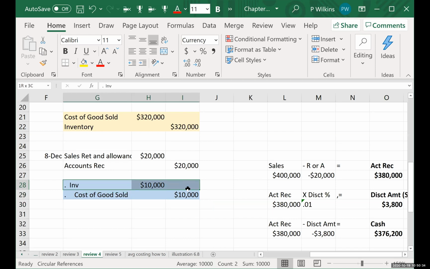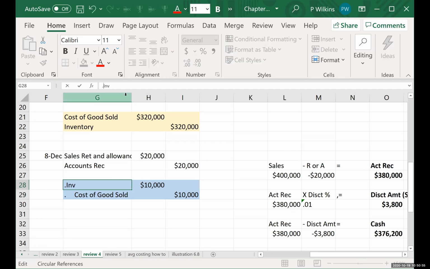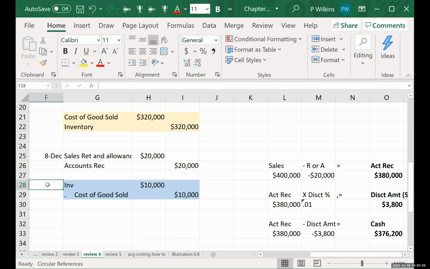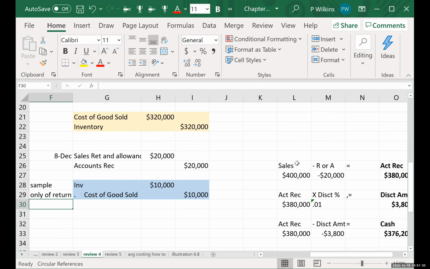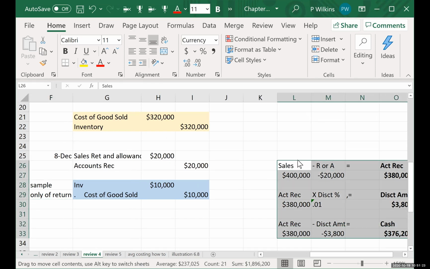I want to show you here on the screen. Do you see that box I just put my cursor on? That is not part of this problem, but if there was a return, you know how that $20,000 allowance was just an allowance? If it was a return and it had a cost of $10,000, that's how the return part would look for that problem. I forgot I had put that on there. It's just a sample only of a return if the cost was $10,000. All right, so let's go back to this problem where we figured out all the dollar amounts.